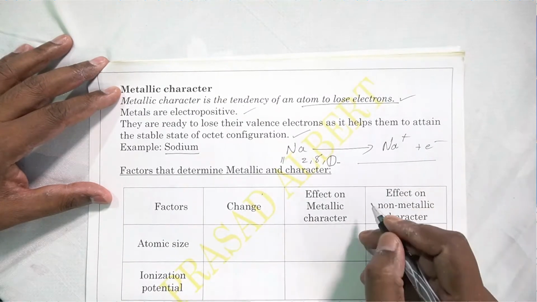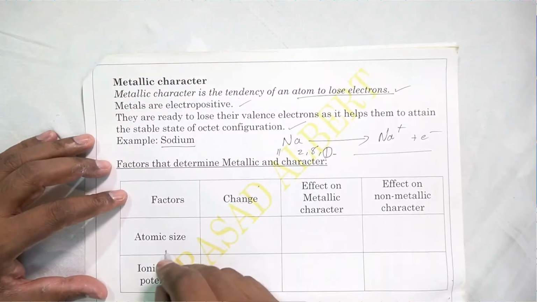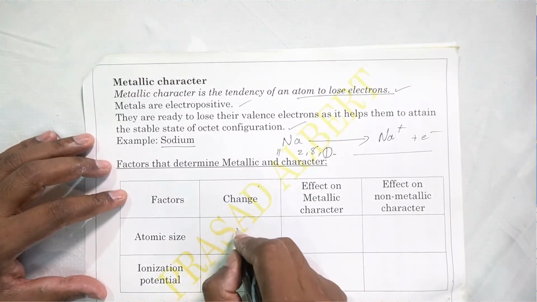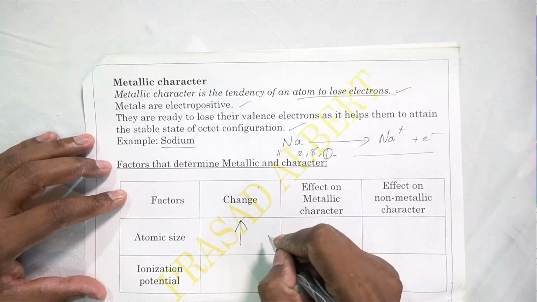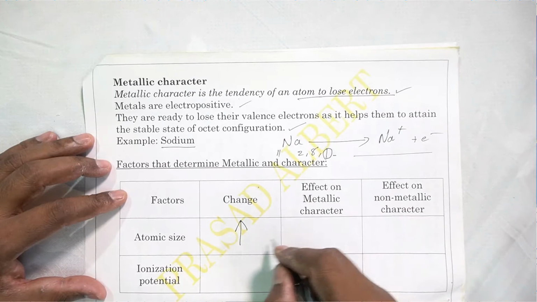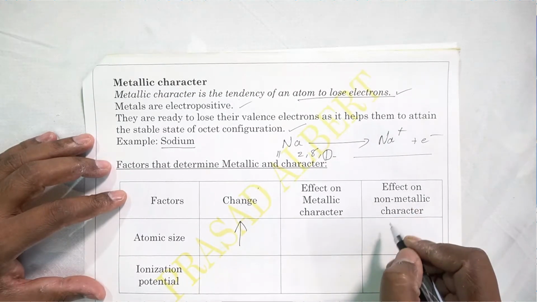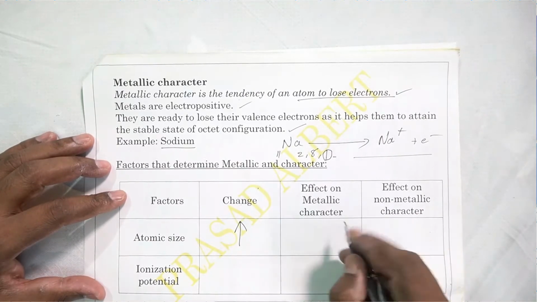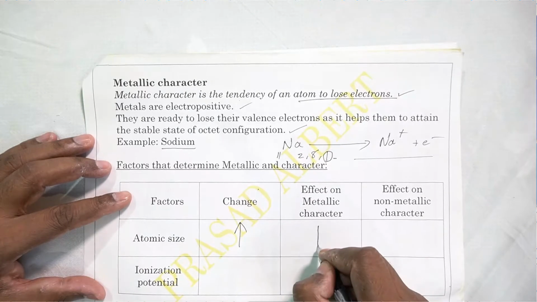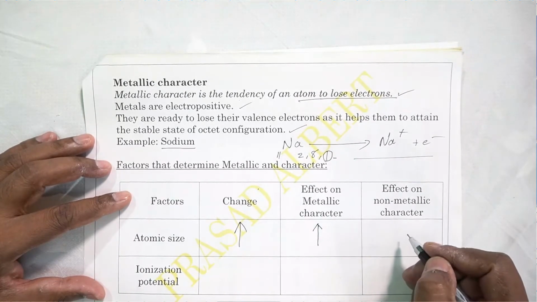Now, what are the factors that determine the metallic character? The first factor is atomic size. If the atomic size increases, an upward arrow for showing increase, what does that mean? The outermost electron or the valence shell is far away from the nucleus, so the attraction is less. So it's easy for the atom to lose electrons. So we can say metallic character increases, right?